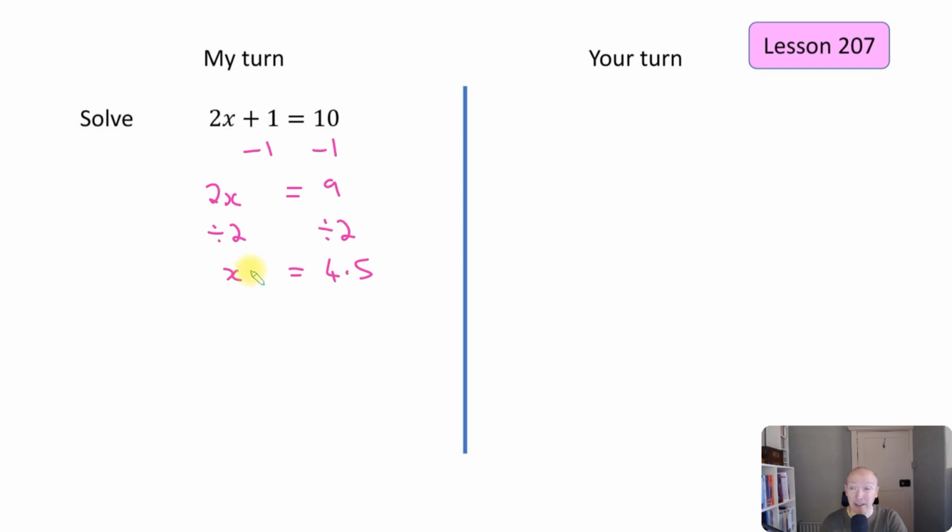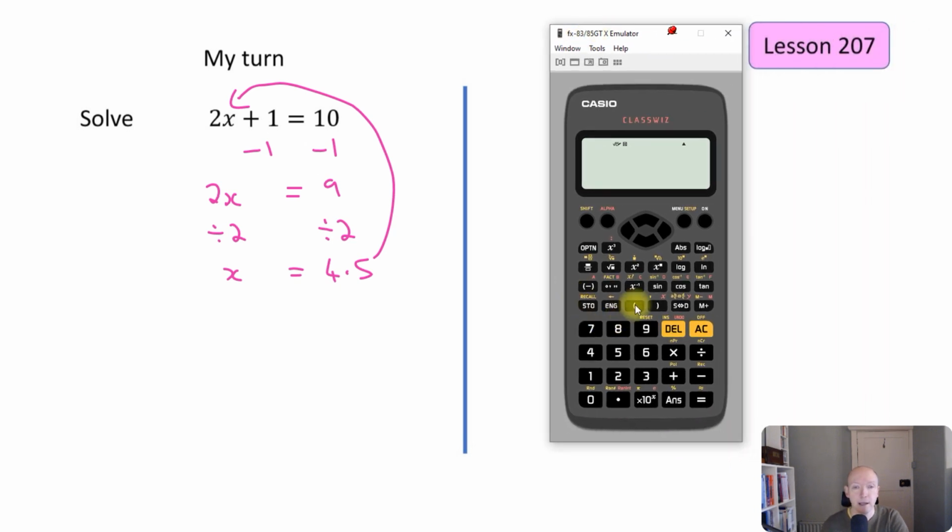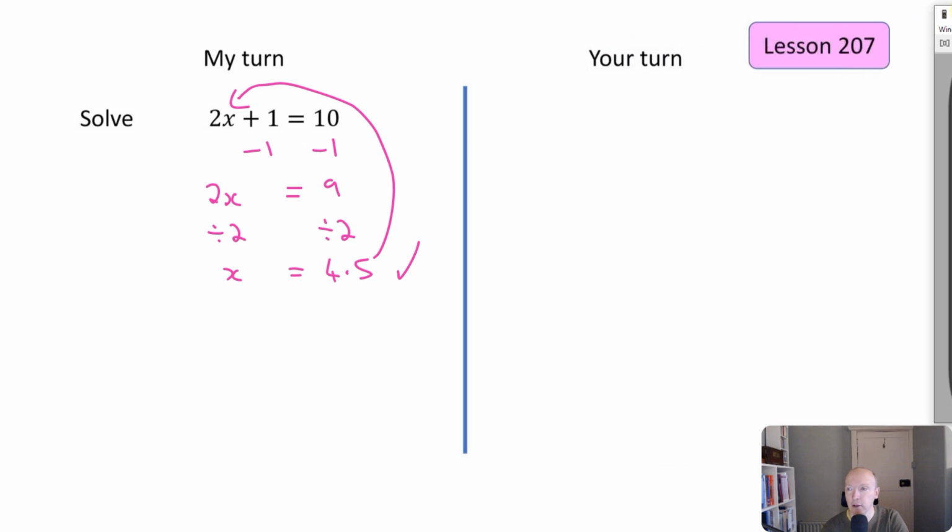Now I think that's right. One thing I'd always recommend when you're solving equations is when you get the answer, put it back in and see, does it work? Put the answer back in here. So in this case, let's grab a calculator. So 2 times 4.5, remember that invisible times sign there. So 2 times 4.5 plus 1 is indeed 10, which means I'm absolutely confident that's the right answer. So always a good idea when you're solving an equation, put the answer back in, see if it works.